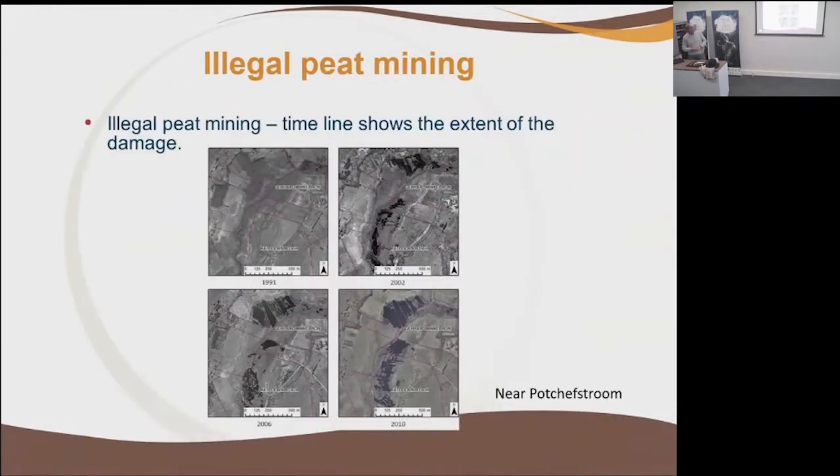The next one is illegal peat mining. We used change detection. You could see no disturbance, that's a wetland, in 1991. You could start seeing the damage in 2002, 2006, and 2010. And you can then compare these images with each other and work out the area that was impacted by the illegal mining activities, and they used that in court to get these guys found guilty. And that was done by the Green Scorpions from the Department of Environmental Affairs.